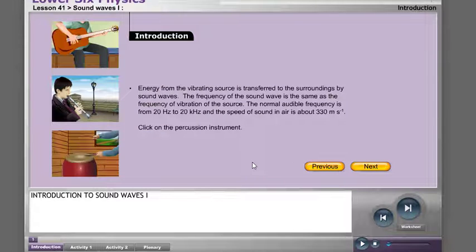Energy from the vibrating source is transferred to the surroundings by sound waves. The frequency of the sound wave is the same as the frequency of vibration of the source. The normal audible frequency is from 20 Hz to 20 kHz, and the speed of sound in air is about 330 meters per second. Click on the percussion instrument.